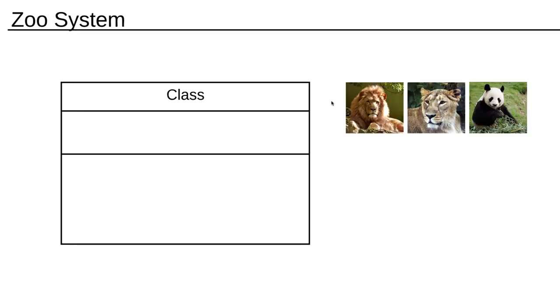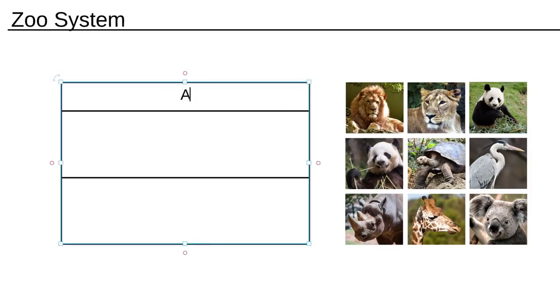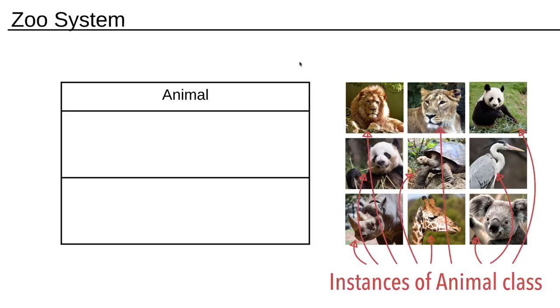So what's in a zoo? Well, there are a ton of animals, so we could create a class for our animals. To do that, you just write the name of the class in this top section. If our class is animal, an instance of that class would be a specific animal. So the question is, how would you go about identifying each instance of that class? You do that through attributes.